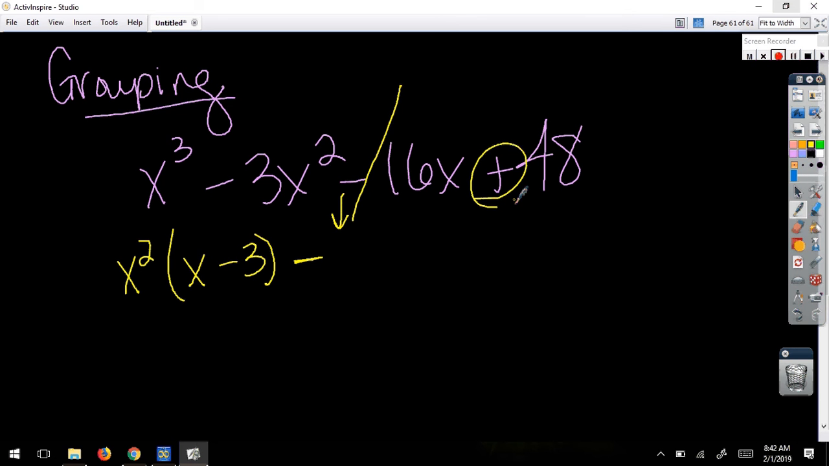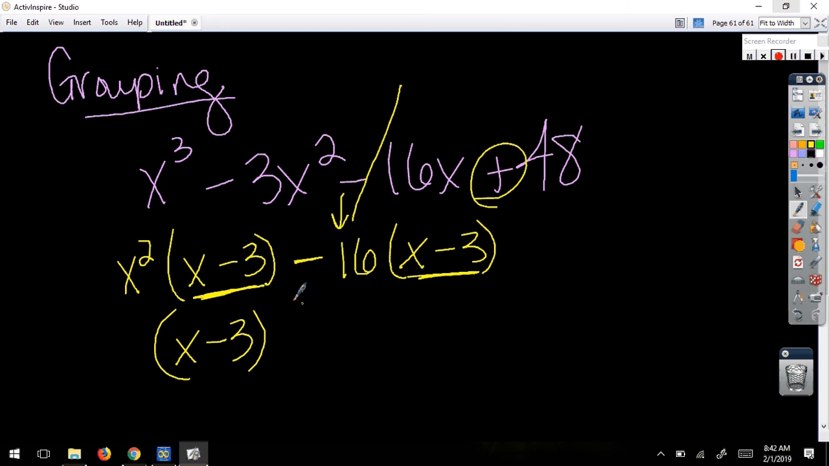What can you take out of the last 2? 16. What's left? X minus 3. Look at that. How do you know it groups? Because you have the same thing in the parentheses. Look at the common factor here, the x minus 3. So I have x minus 3, and then what's left is x squared minus 16. And you can turn that, you absolutely can. Good job, Corbin. It's a difference of 2 squares.